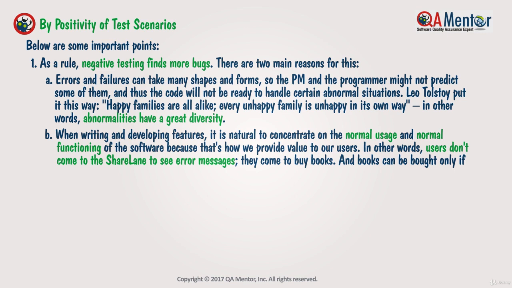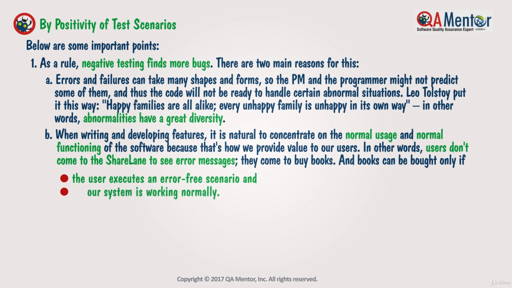B. When writing and developing features, it is natural to concentrate on the normal usage and normal functioning of the software because that's how we provide value for our users. In other words, users don't come to ShareLane to see error messages. They come to buy books, and books can be bought only if the user executes an error-free scenario and our system is working normally.